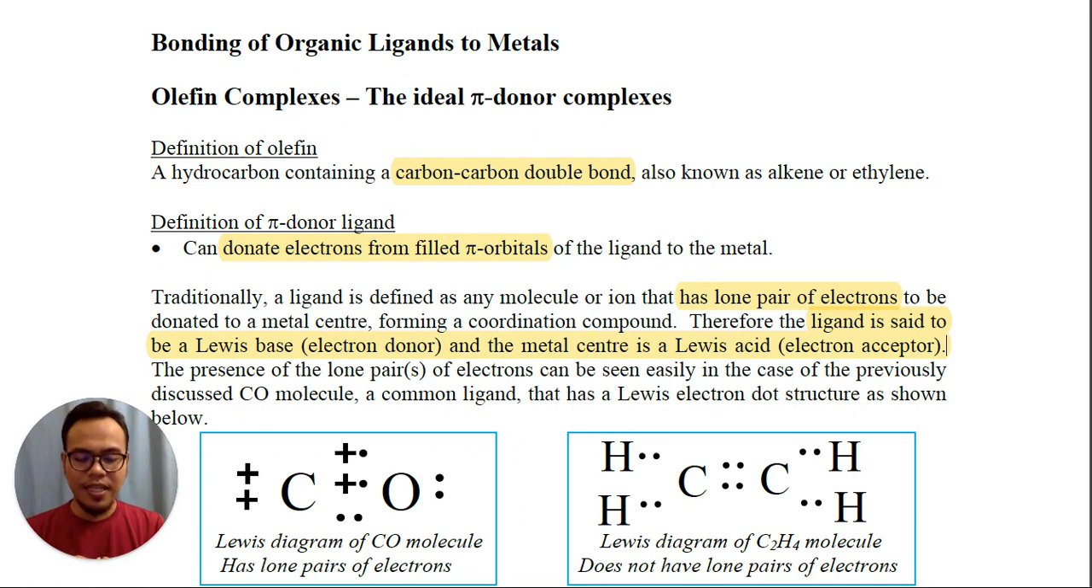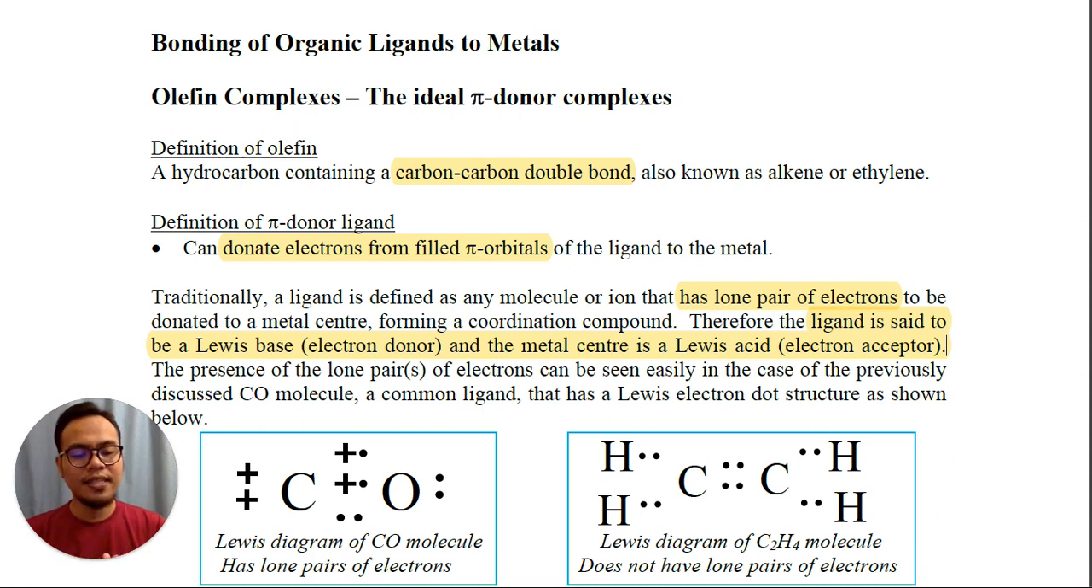Olefin is a compound that consists of a carbon-carbon double bond. It is also known as alkene or ethylene. I'm pretty sure that everyone knows this. So we call this ethene a pi donor ligand, because it can donate electrons from the filled pi orbitals of the ligand to the metal.